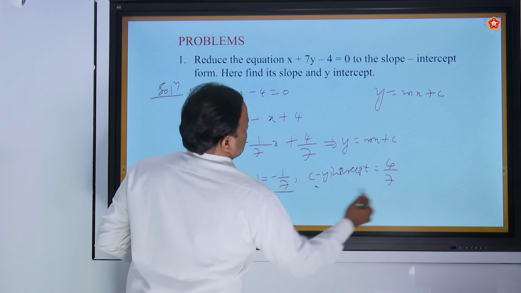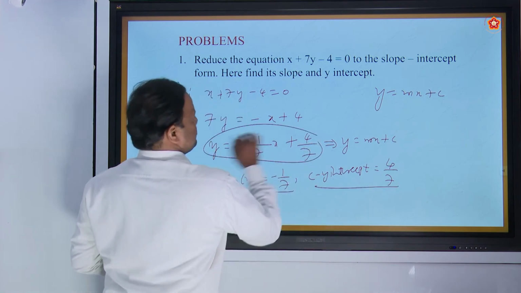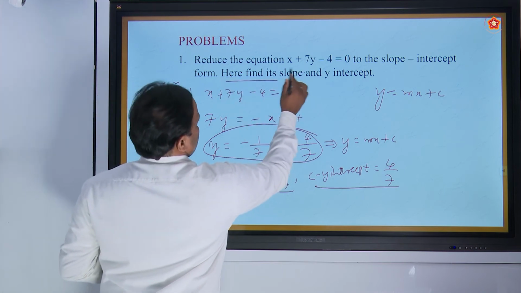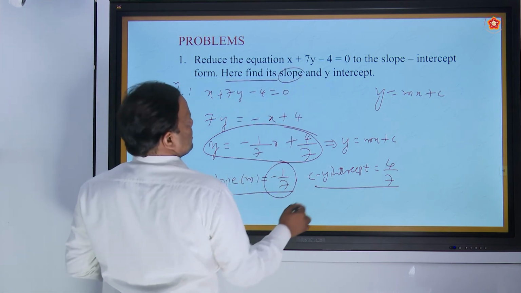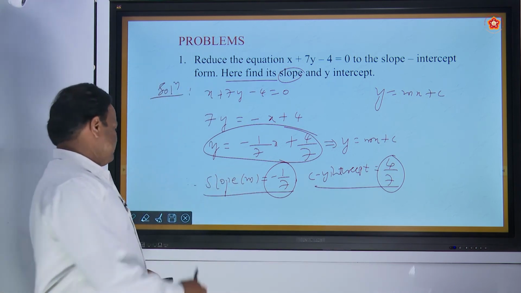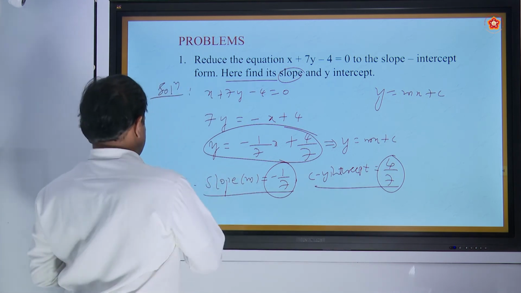This is which form? Slope intercept form. Find the slope: the slope is minus 1 by 7 and the y intercept is 4 by 7. Correct? It's very simple. Let us start the next one.